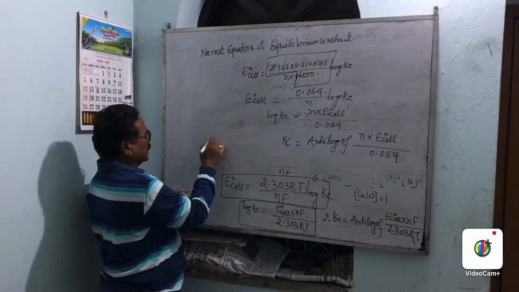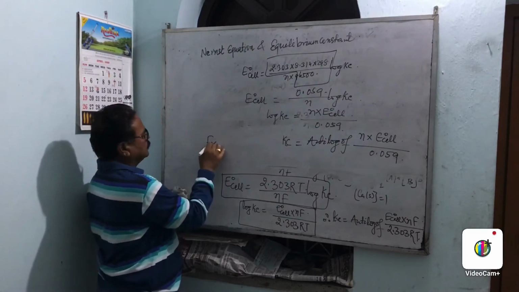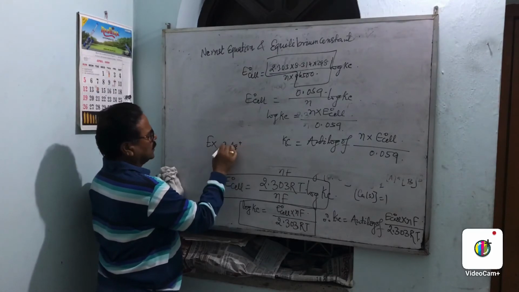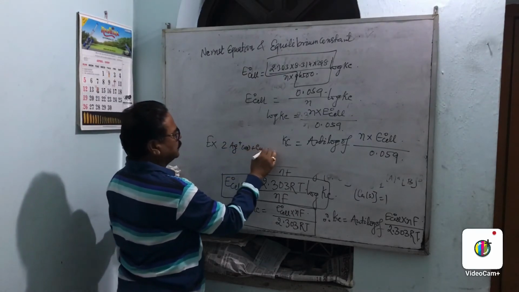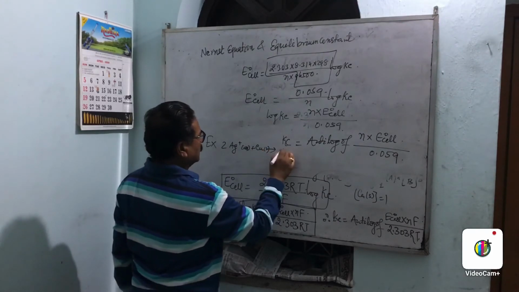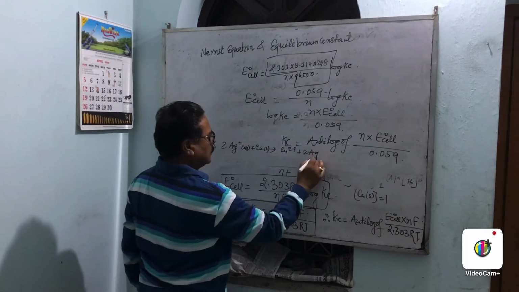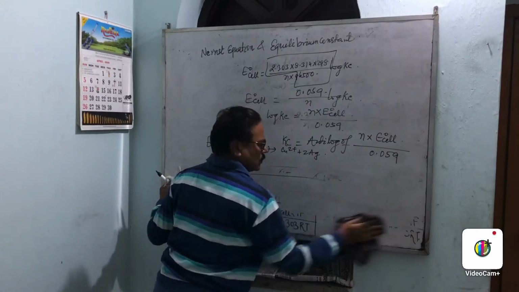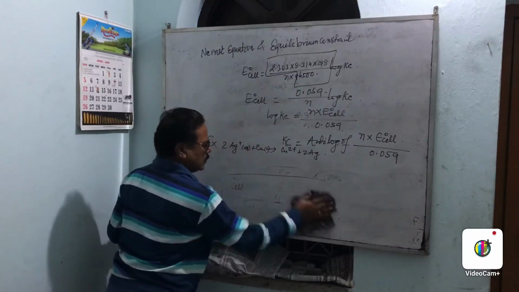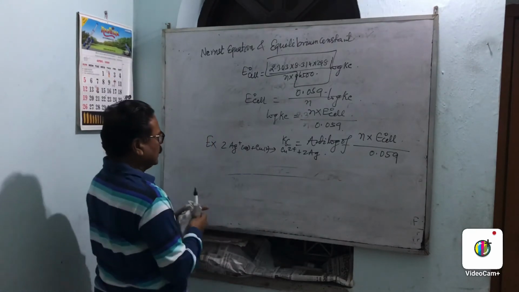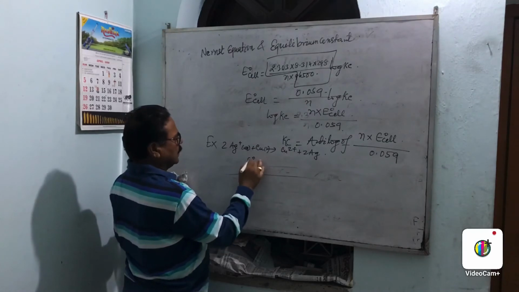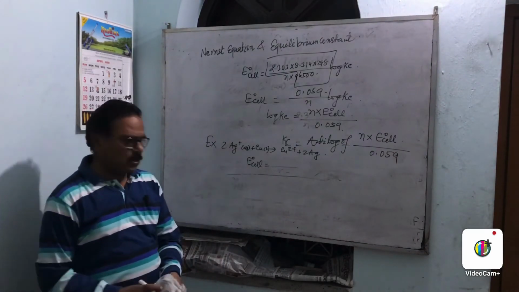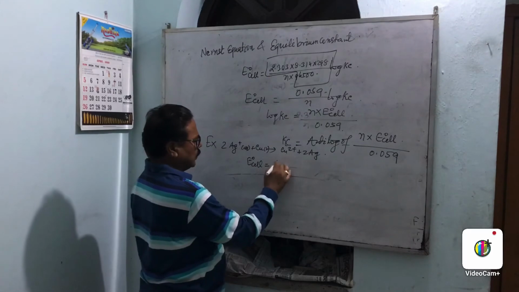Now in the problem, if it is asked to calculate the Kc for that equation, suppose it's the same equation. We take this as an example: Ag+ aqueous plus copper solid gives Cu2+ plus twice Ag. For this equation, E0 cell is given. If it is not given, then we calculate in the same way, E cathode minus E anode. That is, it is 0.46 volt.